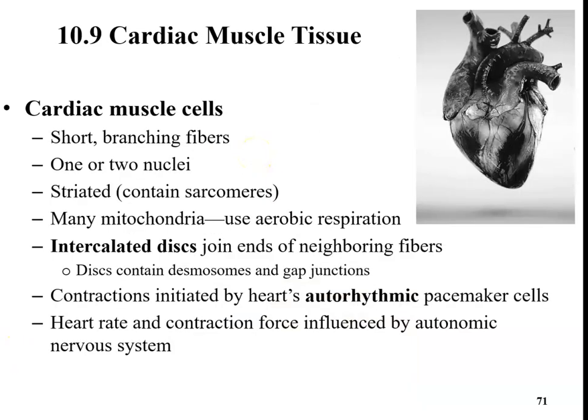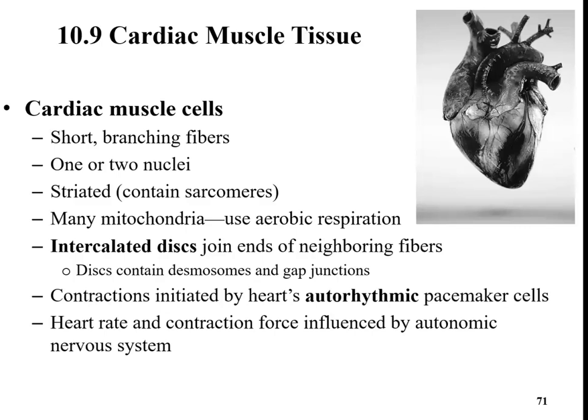Okay, cardiac muscle tissue. We've got cardiac muscle cells. These are short branching fibers. They're not the long tubular fibers of the skeletal muscle. Unlike skeletal muscle, which is multinucleate, cardiac muscle is going to have only 1 or 2 nuclei per cell. It is striated, so it does contain sarcomeres.